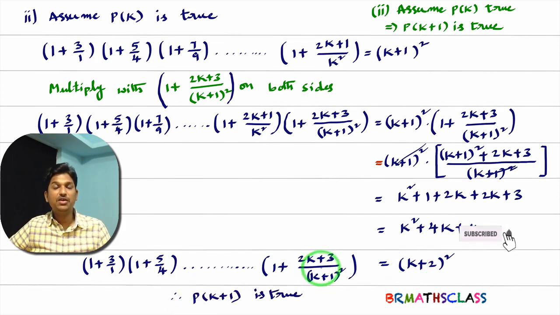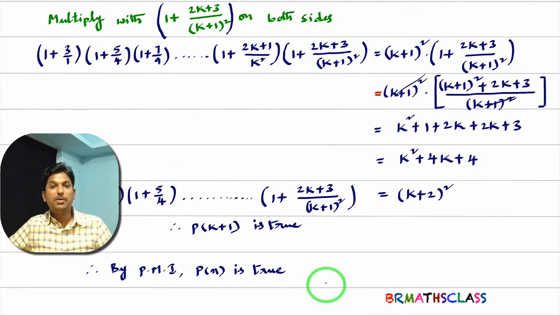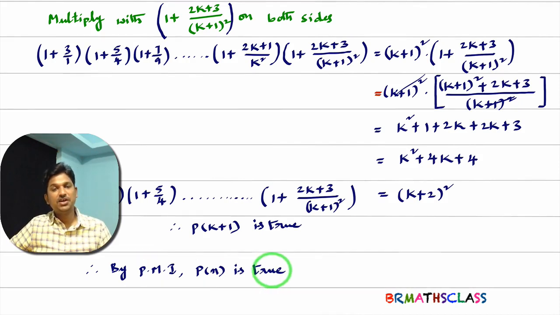So what happened? We proved two things. First, we proved p of 1 is true. Second, by assuming p of k is true, we proved that p of k plus 1 is true. So what can I say? By the principle of mathematical induction, we can say that p of n is true. Now we'll see another question of the same type.